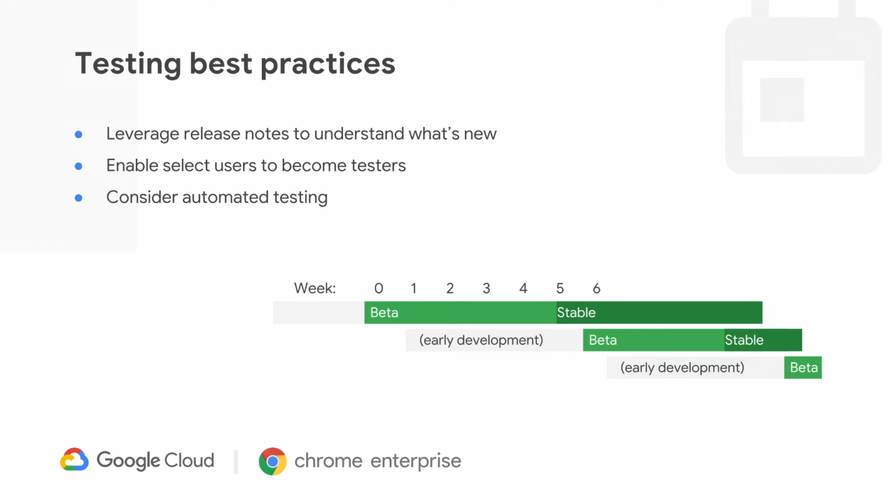We've talked about testing quite a bit here, but how should you go about internal testing? We have a few tips for you. First off, you should be leveraging release notes that are available on the Help Center to help you understand what's new. They're released within a few weeks of the beta release, and they highlight any new functionality that could be of interest to your enterprise. In some cases, we'll even highlight future changes coming in upcoming releases so that you can plan ahead.